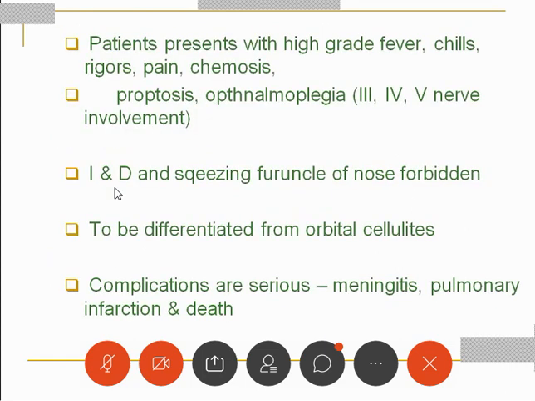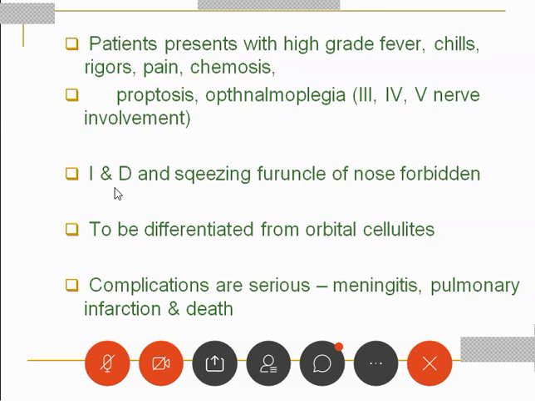Patients present with high-grade fever, chills, rigors, pain, chemosis, proptosis, and ophthalmoplegia, with the sixth nerve also affected. So incision and drainage and squeezing of the furuncle of the nose is forbidden. If you incise the nose, do I&D under aseptic conditions. You have to have pre-operative antibiotic cover for at least 2-3 days and post-operative antibiotic cover for at least 7 days. Intra-operatively, you have to give an IV shot while you are doing I&D, if at all you plan to do it.